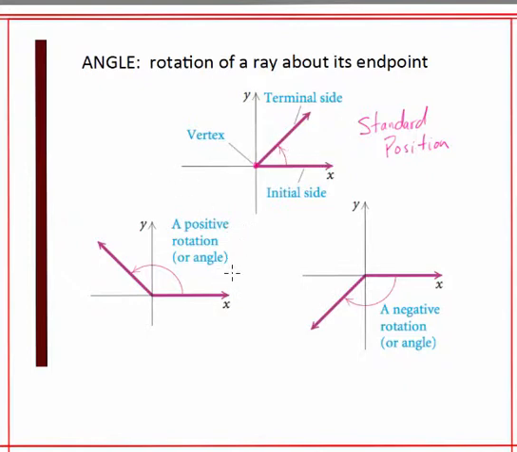Okay, and again, as we talked about today, a positive rotation, or angle, is when you are going in the counterclockwise direction. So this is actually counterclockwise. And when you have an angle that is negative, we are going in the clockwise direction.